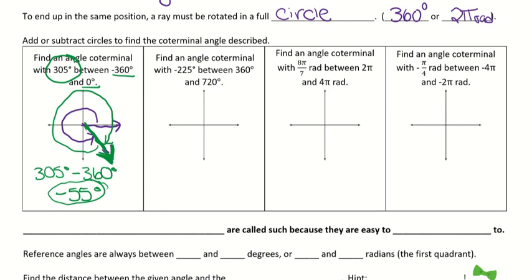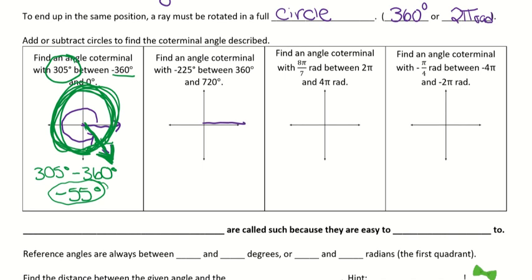Technically, you can add or subtract circles forever and keep getting coterminal angles. We could start at 305 and add a circle and add another circle and add another circle, or we could subtract a circle and subtract and subtract. There's an infinite number of answers. But this question asked for one between these two values. Let's try another one. We're going to start with negative 225.